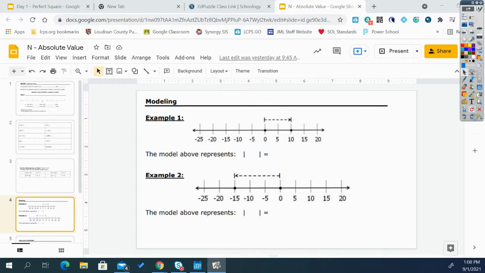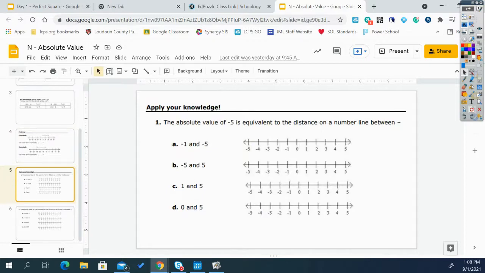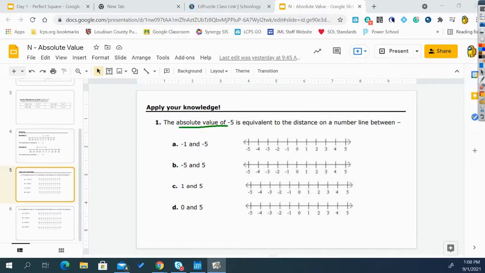Let's go to our final 2 slides. These last problems are problems that you'll see on the test, and it is a 2-step problem. The first thing you always need to do is make sure you're reading that problem. If you read it, it says the absolute value of negative 5. So let's write that down, the absolute value of negative 5. The absolute value of negative 5 is equivalent to the distance on the number line between what? Well, we know the absolute value of negative 5 is 5.